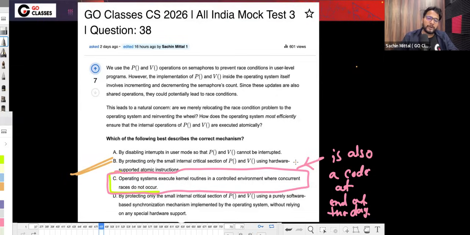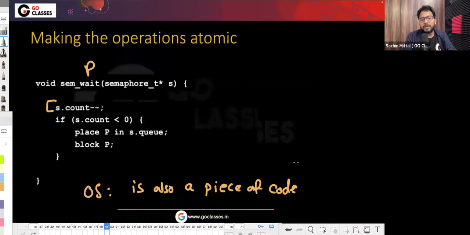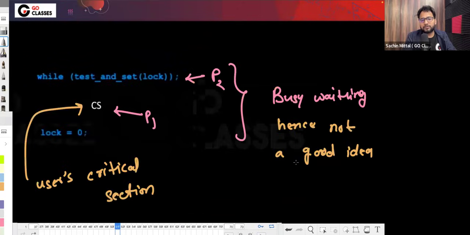If you know the implementation of P and V, you could have solved this question, and it was a natural question in the sense that we invented P and V to solve the race condition, but they themselves have the race condition. So how to solve that race condition? This is a natural question, and every GATE aspirant should know the answer to this question. Now I hope you understood that using test and set we solve this situation.